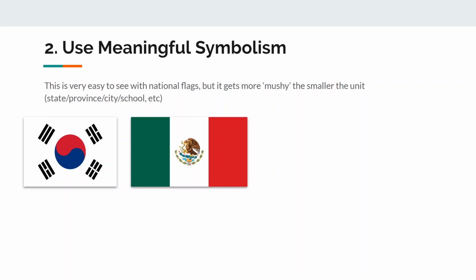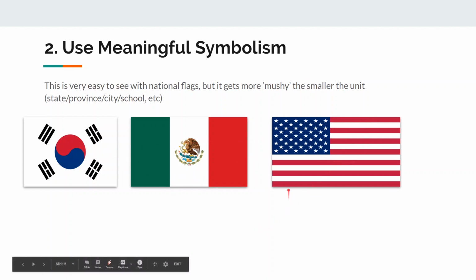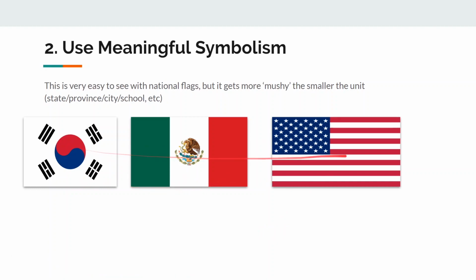So again, meaningful. Here's my flag, United States, red, white, blue. Red, white, blue over here as well. So we see similarities: white, red, blue, red, white, blue. The stripes, alternating red and white stripes, and there's 13 of them for the 13 original states. We see the blue field on the upper left corner, and there are 50 stars, each star representing each state of the Union, the United States.